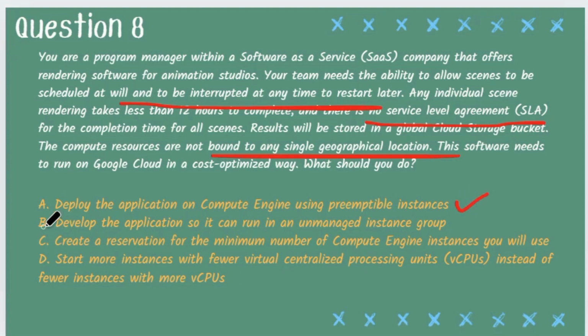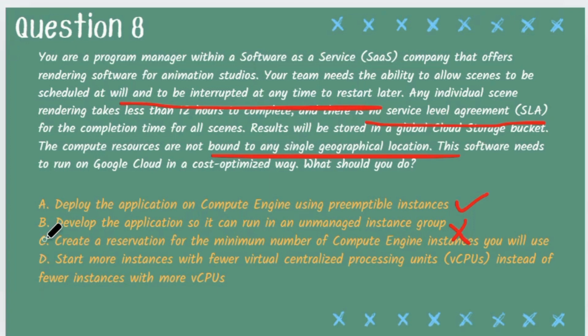B says develop the application so it can run in an unmanaged instance group. Now, at least if you're going with a managed instance group, I can understand you're going to use auto scaling to scale down when resources are not needed, but unmanaged instance group cannot auto scale. So this one I'm definitely ruling out. And it doesn't help to address these 3 criteria also: SLA, cost. So all this stuff is not helping.